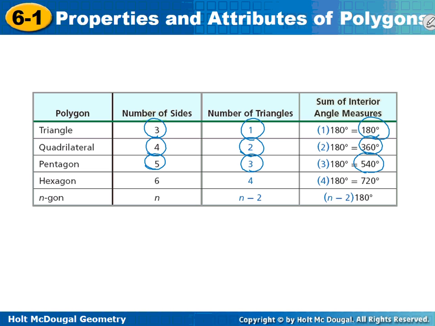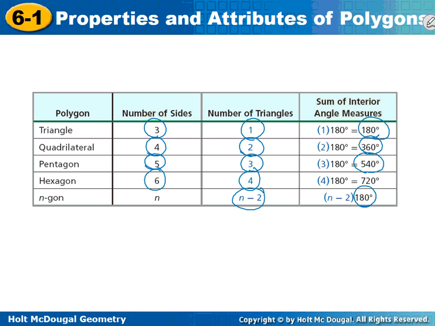Do you notice what's happening from the number of sides to the number of triangles each time? Minus 2. It's 2 less every time. Would you agree? 6 to 4 is 2 less. So however many sides we have, we're going to take away 2, and then we're going to multiply it by 180. So the first formula that you're going to have to memorize and you're going to have to use to find the sum of all the interior angles is simply the number of sides minus 2 times 180.